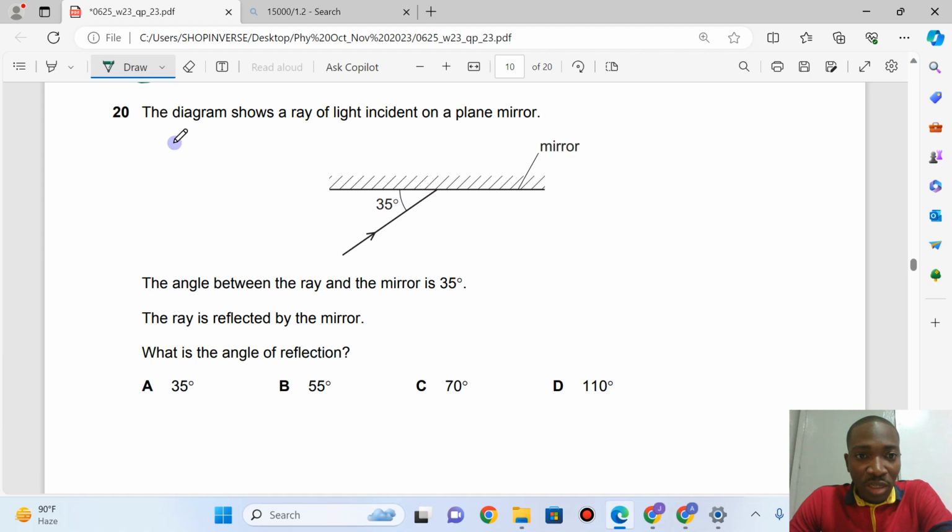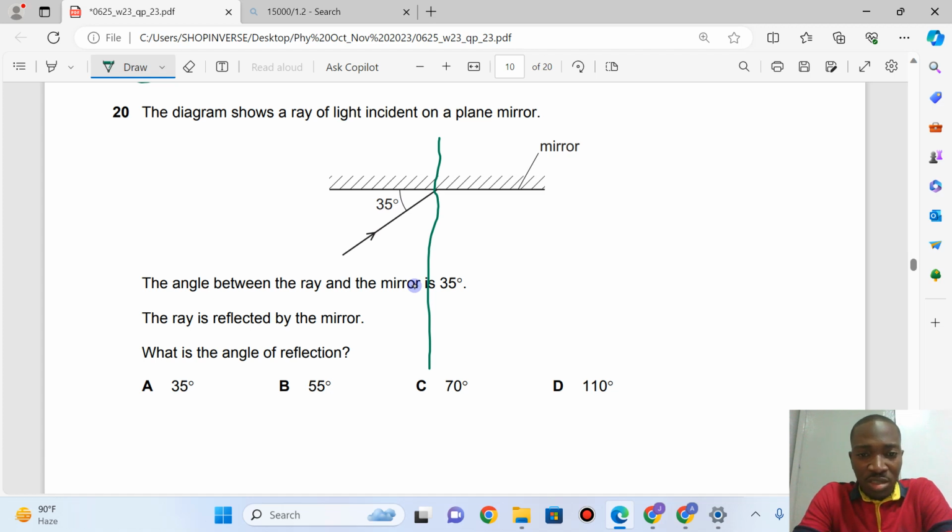Question 20. The diagram shows a ray of light incident on a plane mirror. This is the plane mirror, this is the incident ray of light. The angle between the ray and the mirror is 35 degrees. This angle is 35 degrees. The ray is reflected by the mirror. What is the angle of reflection? Well, to get that correctly, we have to produce a normal, which is a perpendicular line to the mirror.